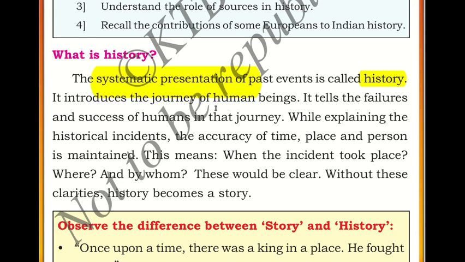While explaining the historical incidents, the accuracy of time, place, and person are maintained. Whenever we are trying to document events, the accuracy of time, place, and person are very important. We'll soon learn the difference between history and story. This means when the incident took place, where and by whom. So these things would be clear.